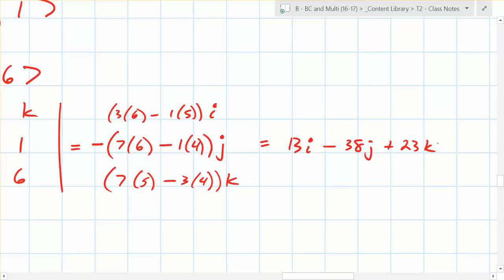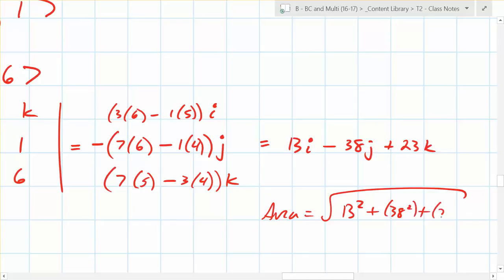What's cool is that's the cross product. That vector right there is perpendicular. If I wanted the area of the parallelogram, what would I do to that vector? I would take the magnitude. So what would be the area of the parallelogram? The square root of 13 squared plus 38 squared plus 23 squared. This is super, super useful on many, many, many fronts.